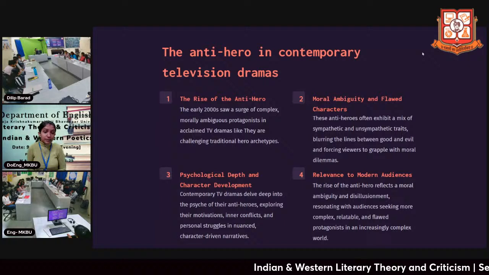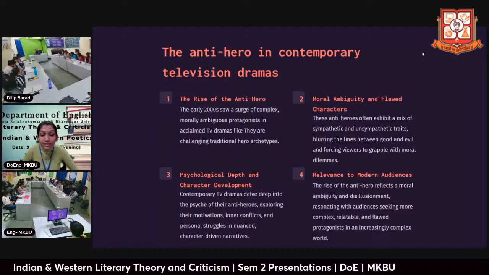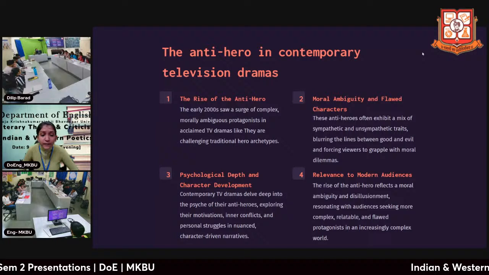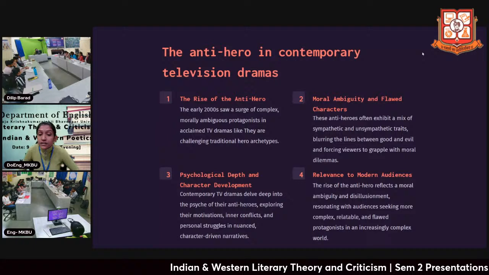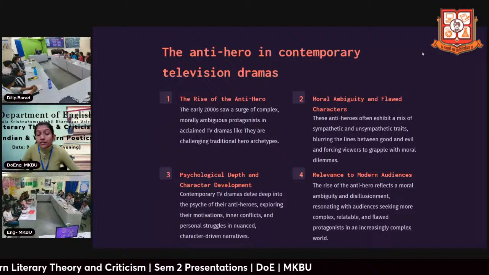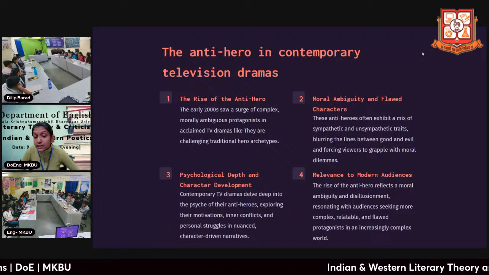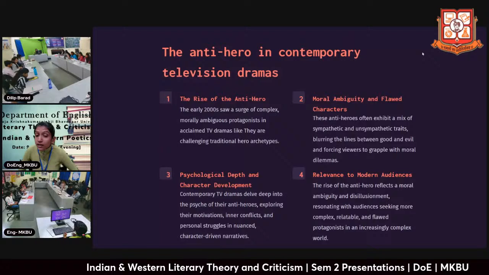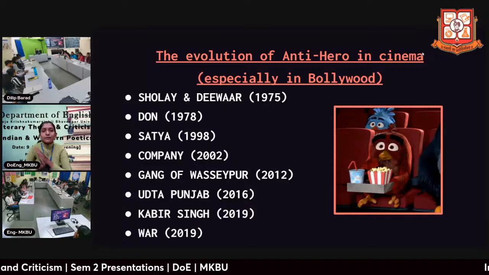Psychological depth and character development: contemporary TV dramas delve deep into the psyche of their anti-heroes, exploring their motivations, inner conflicts and personal struggles in nuanced, character-driven narratives. The rise of the anti-hero reflects moral ambiguity and disillusionment, resonating with audiences seeking more complex, relatable and flawed protagonists in an increasingly complex world.